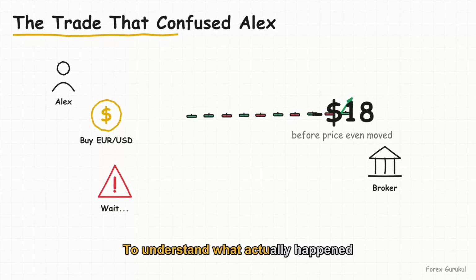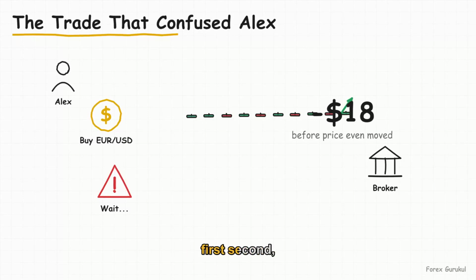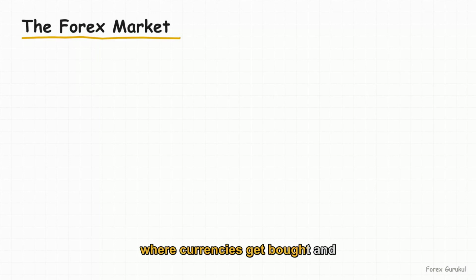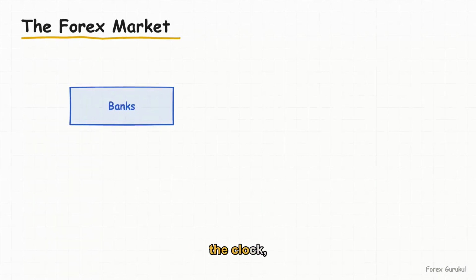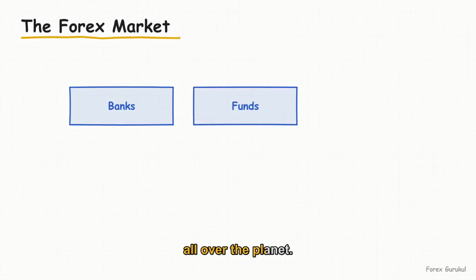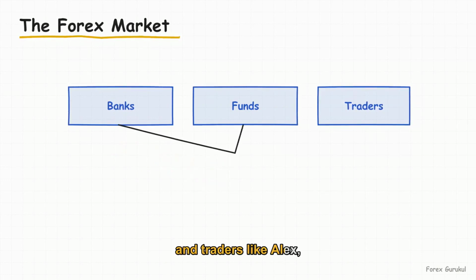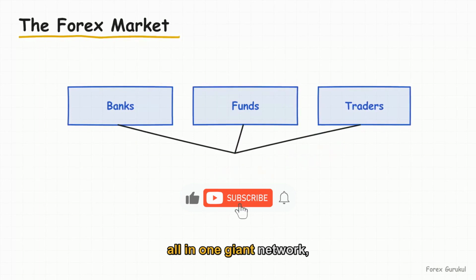To understand what actually happened to Alex's money in that first second, we need to back all the way up to what this market even is. Forex just means foreign exchange, and it is the market where currencies get bought and sold against each other around the clock, 5 days a week, all over the planet. It has no single building, no opening bell. It is banks, funds, and traders like Alex, all in one giant network.